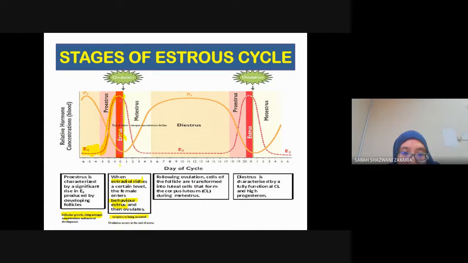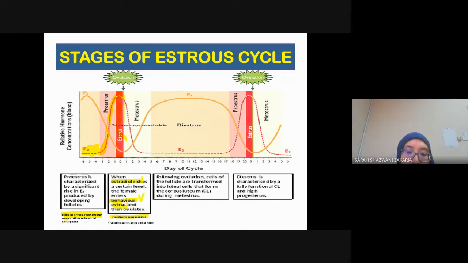What else do I want to talk about here? You can see -6, -5, -4, -3, -2, -1. This is the day of the cycle. So how do we humans detect the starting day of the animal's estrous cycle? By detecting the behavioral changes here.